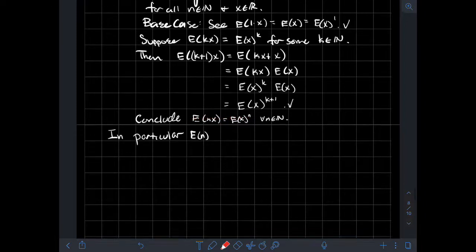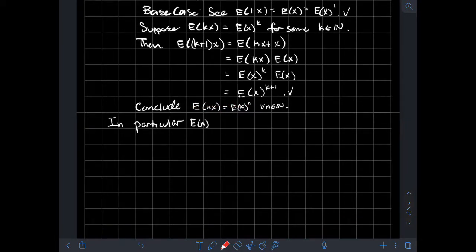In particular, notice that E of n, in other words, when x is 1, should be equal to E of 1 to the nth power. And what do you know, E of 1 is Euler's number e. So far, what we've got is E of n is equal to Euler's number to the nth power for every natural number. Now remember, I want to show this is true for every rational number, so I've got to do some work with some fractions.